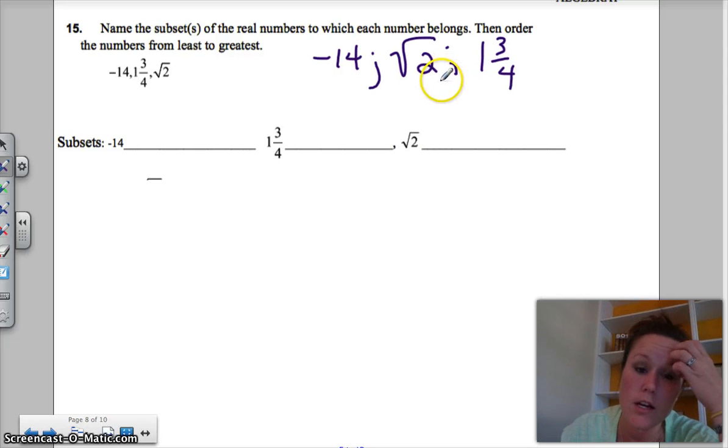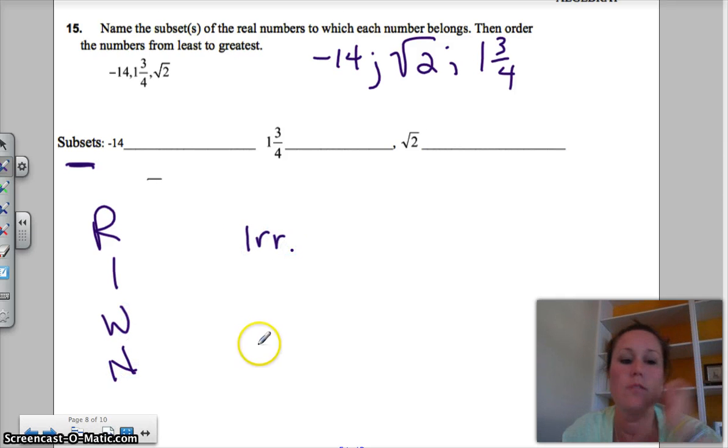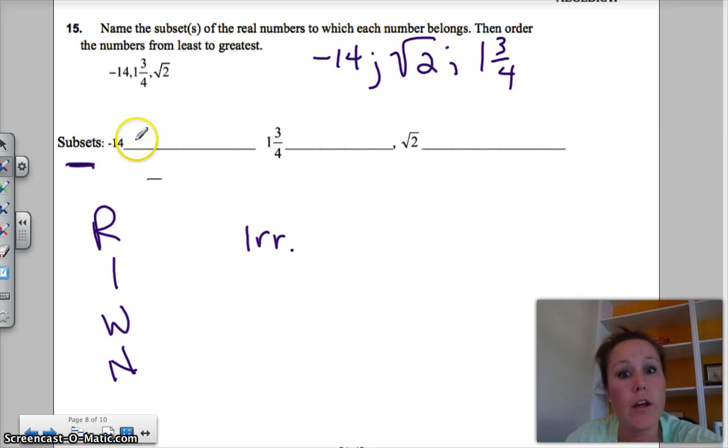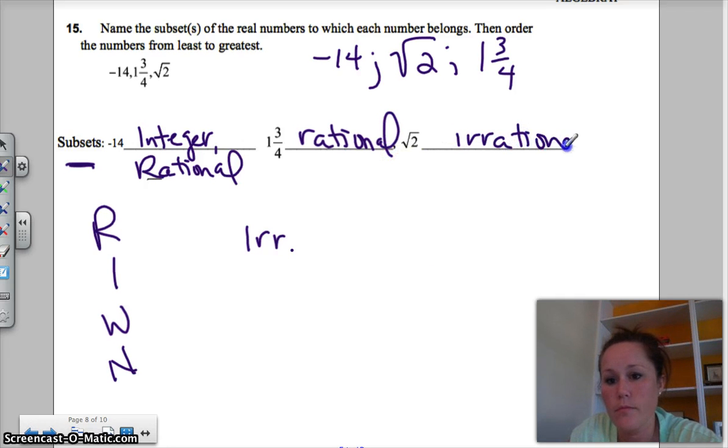All right, so now let's talk about what subsets they are. Subsets means rational numbers, and then we also have irrational over here. So negative 14, well, I know that that is an integer because it's negative and it's a whole number that's negative, so this is an integer, and it's also rational. All right, 1 3/4, well, it's a fraction, so that's only a rational number. And the square root of 2 is irrational because I can't write it as a fraction. All right, let's keep going.